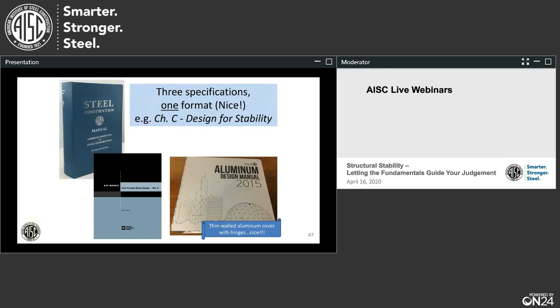About a year or two later, AISI saw what aluminum had done and said, you know what, we're going to do the same thing. So the really good news for you folks out there now is we have one consistent format for three different specifications. What that means is Chapter C, Design for Stability, is Chapter C in all three of those specifications. Chapter E, compression members, is in all three of those specifications. Now, they might have different equations, but at least the format and the progress through the specification feels very similar. So that's a very, very good thing.